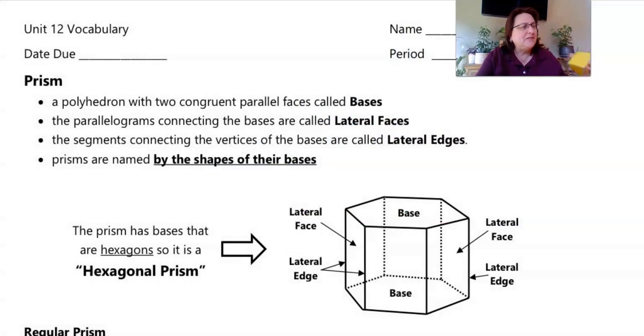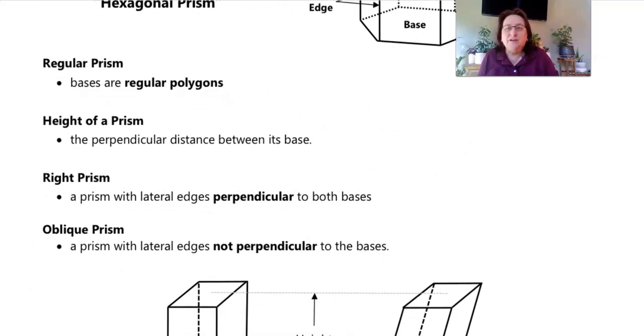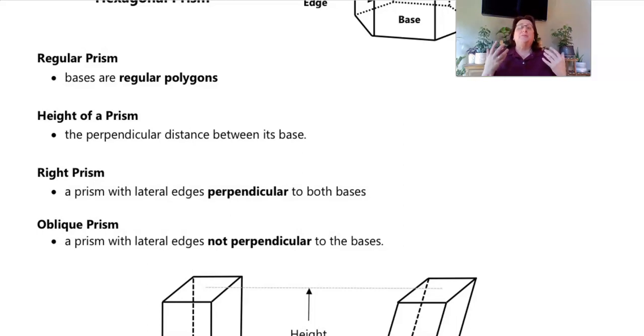Now, let's kind of elaborate on how do we figure out the height of these guys. Okay, so first of all, guys, right here, a regular prism means that the bases are regular polygons. You guys remember the regular polygons? Some of you going, oh, crap. Yeah, I remember that. Yeah, you guys remember the regular hexagons, right?